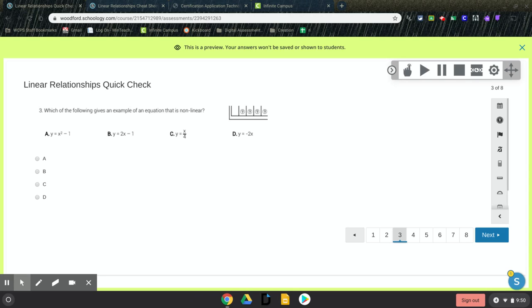Which of the following gives an example of an equation that is non-linear? So refer back to what I just reviewed to figure out which one of these would be a linear equation. So which one of them is going to be a straight line when we graph it?